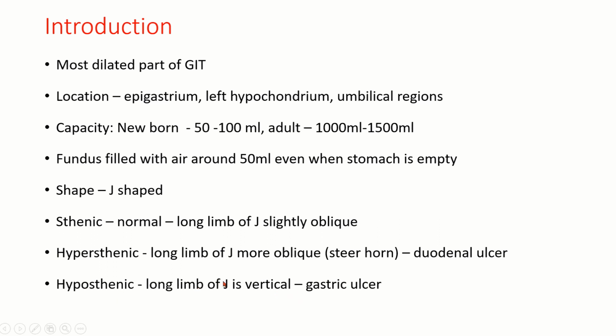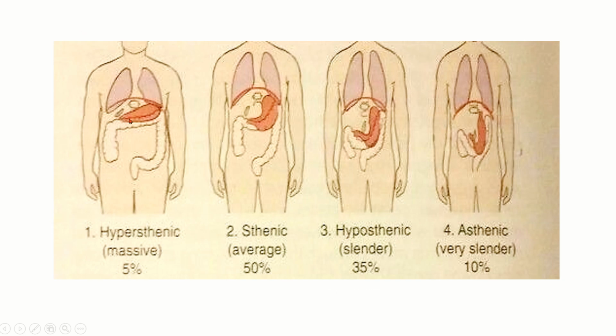prone to gastric ulcer. You can see here, this is a hypersthenic, this is a sthenic, this is hyposthenic, and this is asthenic. In this, you can observe this kind of shape is more prone to duodenal ulceration. This kind of shape is more prone to gastric ulceration, and this is the normal shape.